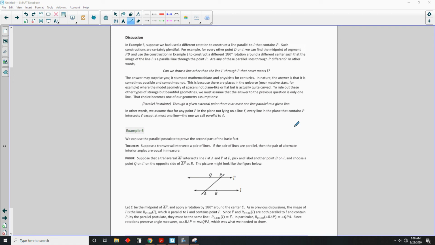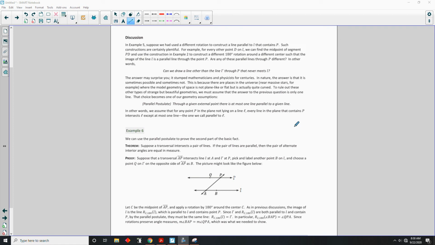In nature, the answer is that it is sometimes possible and sometimes not. This is because there are places in the universe, near massive stars, for example, where the modern geometry of space is not plane-like or flat, but is actually quite curved. To rule out these other types of strange but beautiful geometries, we must assume that the answer to the previous question is only one line. Did you ever think you would say geometry was beautiful?